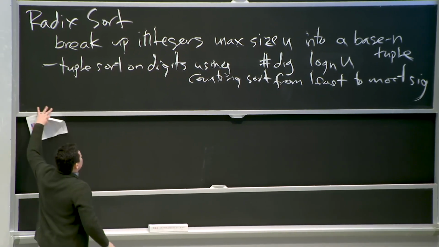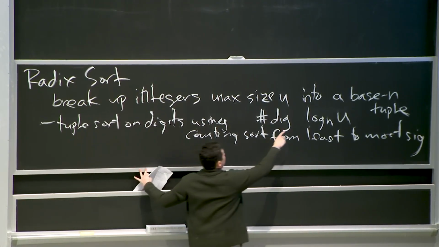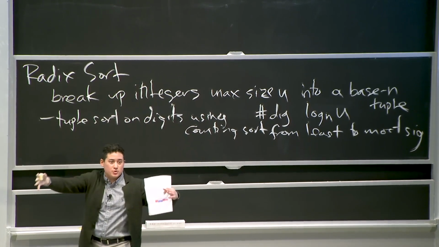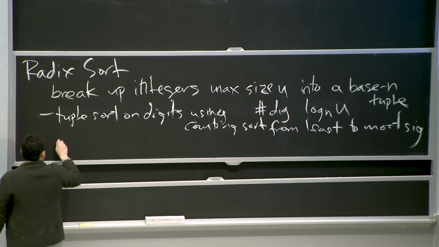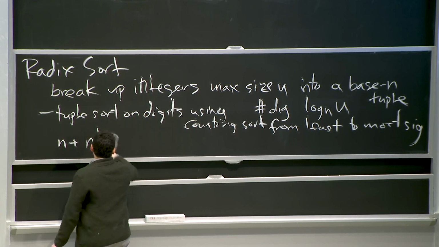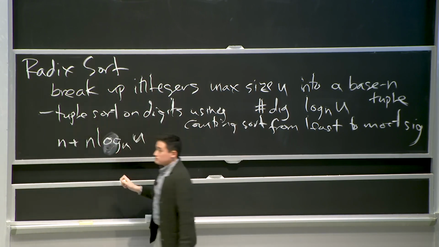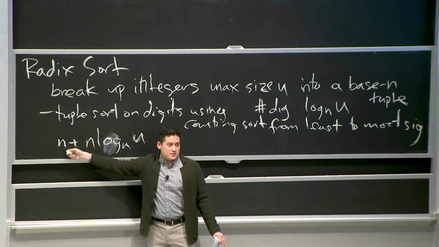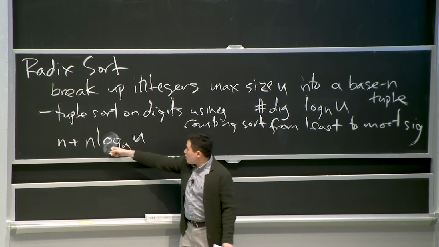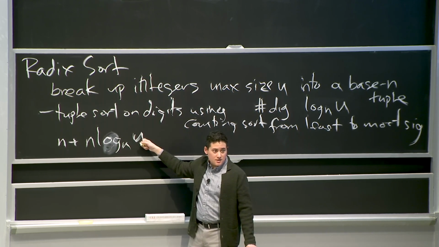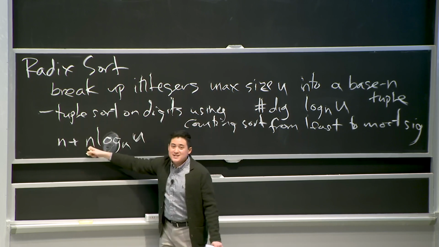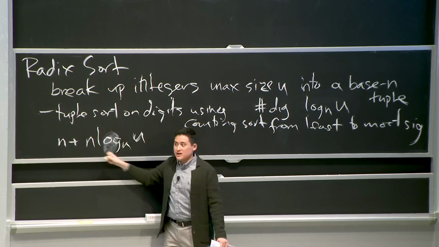So the running time of this algorithm: first I have to do this stuff, break up each of the integers. That takes n time, n times the number of digits. I had to create each one of these tuples. So n plus n times the number of digits, log base n of u. Here, I had to loop through all the things, and then for each thing, I broke it up into log base n of u digits. And that's how long the first thing took. And then how long did it take me to tuple sort? N time per digit. So I also get this factor. Does that make sense?